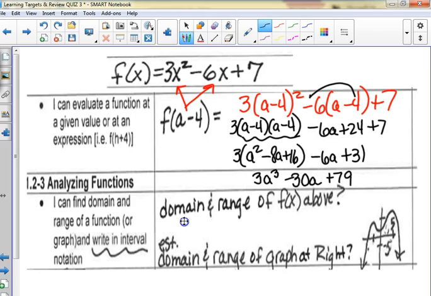There's no denominator and there's no radical. So the domain is negative infinity to infinity. Range.